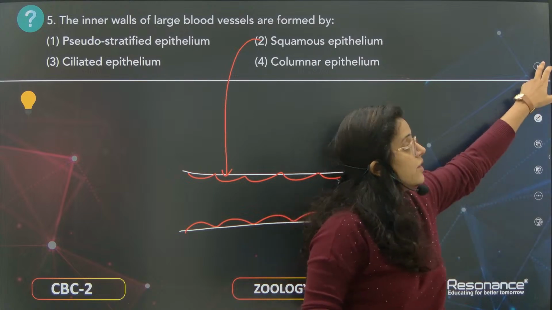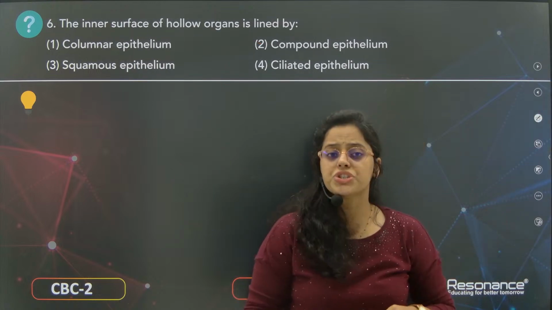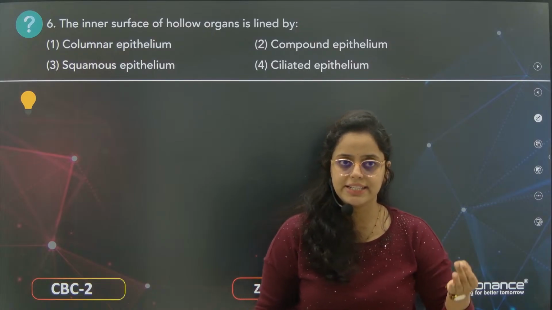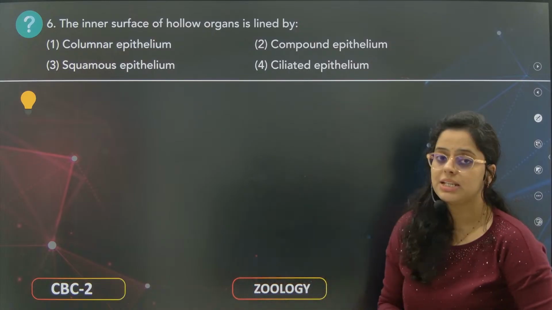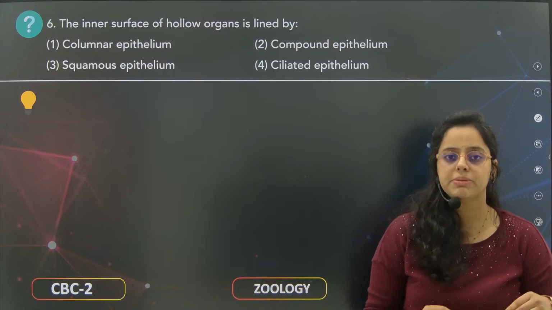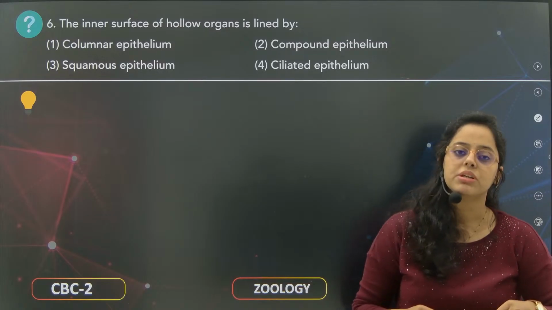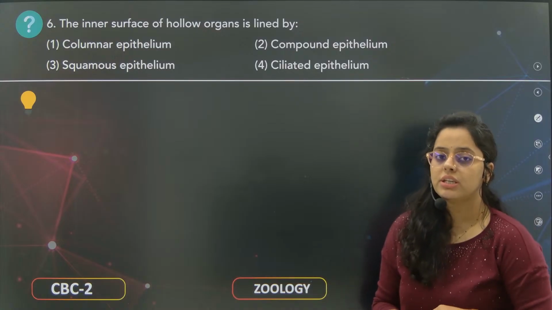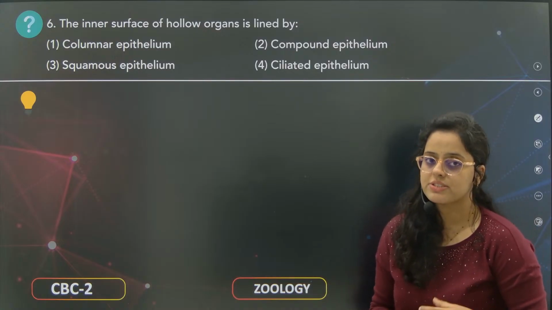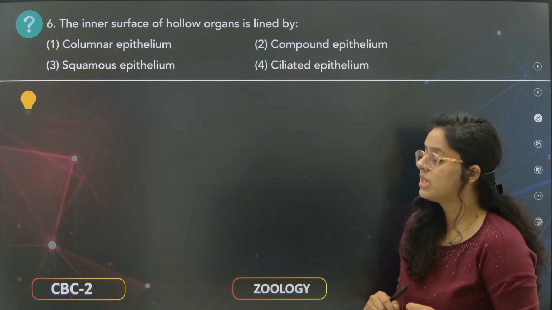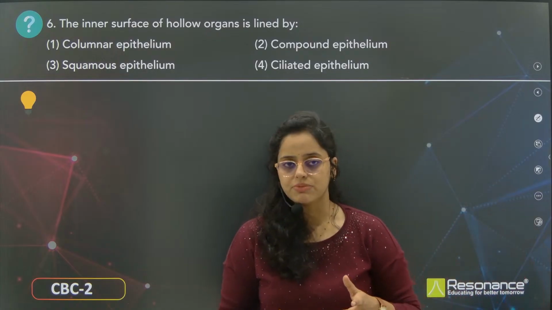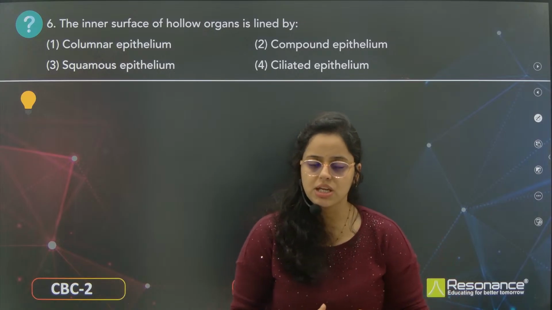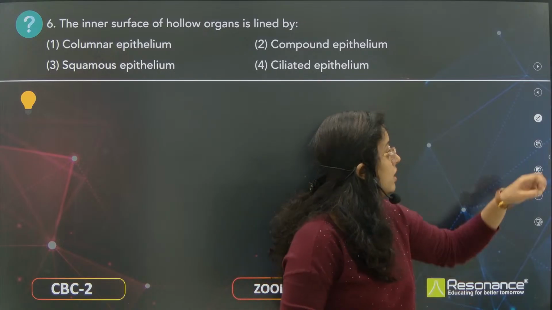Now going to the next question. Question number 6. The inner surface of the hollow organs is lined by columnar epithelium, squamous epithelium, ciliated epithelium and compound epithelium. So hollow organs are lined by, what is your answer? Again you can go with squamous and compound epitheliums. Some organs are lined with compound and some are lined with squamous epithelium.